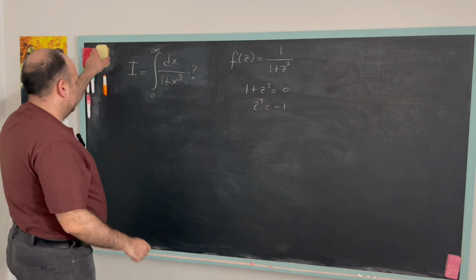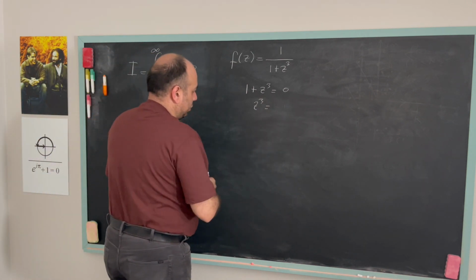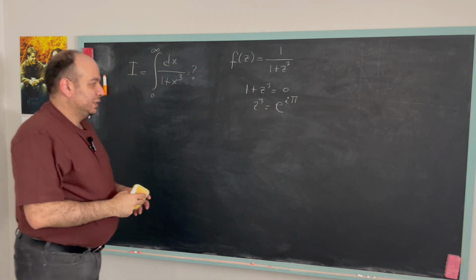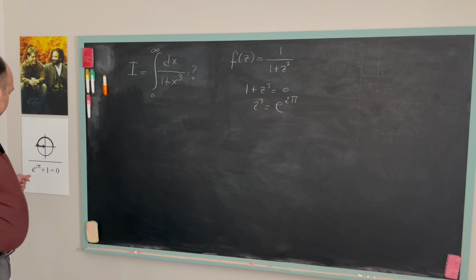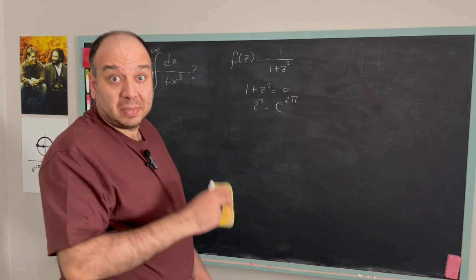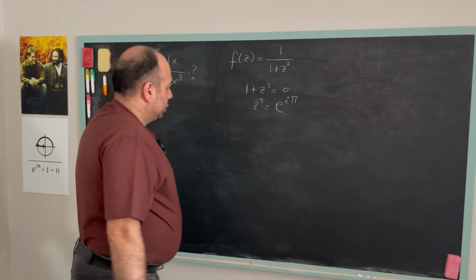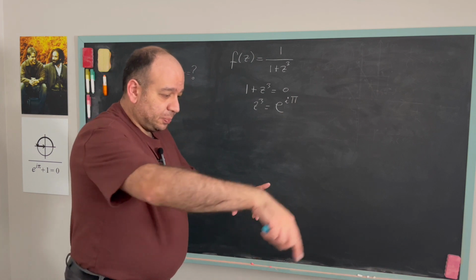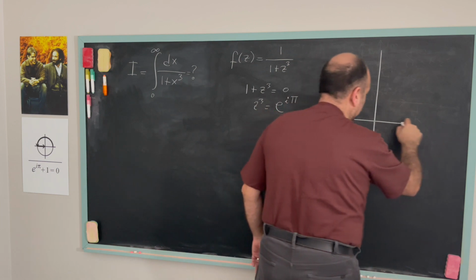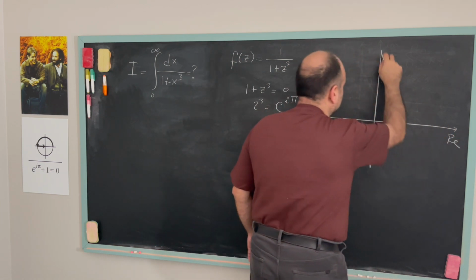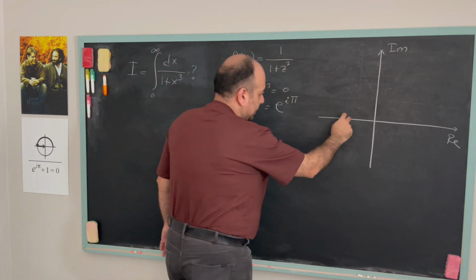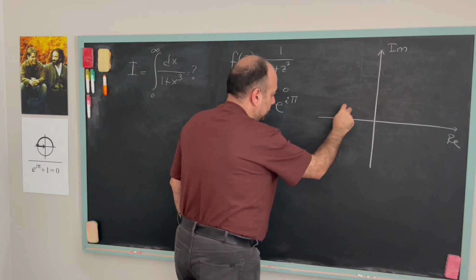What is minus 1 in terms of polar coordinates? It's going to be e to the i pi. I hope you all remember that. We actually have the support here: e to the i pi plus 1 is equal to 0, so e to the i pi is equal to minus 1. This is good. Now, on the complex plane, let's draw it. We have a real axis and an imaginary axis. So e to the i pi is somewhere here, it's minus 1.